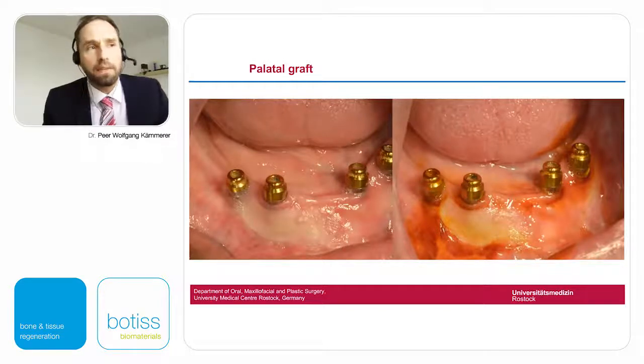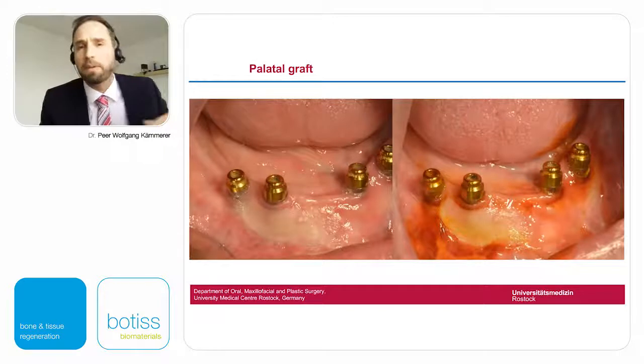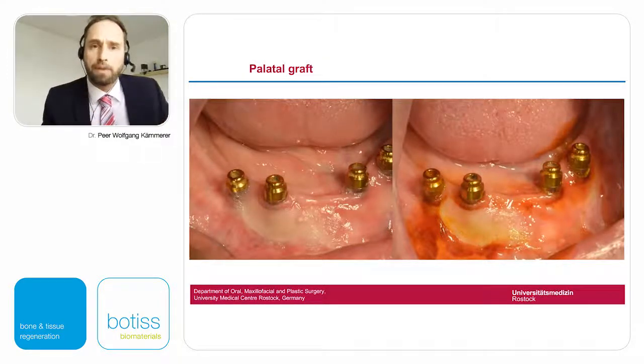So here you see that the color is not the same as to be seen in the local tissue. There are slight differences. So from my experience, at the beginning the palatal graft shows very good aesthetics, but it changes a little bit over time.